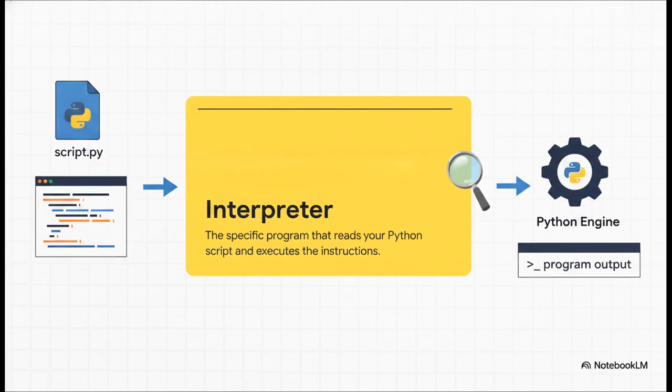All right, before we write the actual code, one final vocabulary word for today: interpreter. The interpreter is the specific program that reads your Python script line by line and executes the instructions. And guess what? The interpreter is literally just the Python engine we downloaded a few minutes ago. We just need to tell our brand new editor exactly where it is.